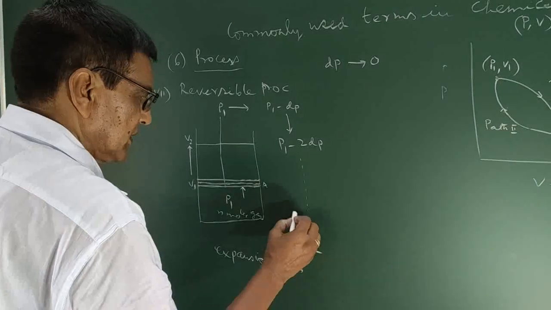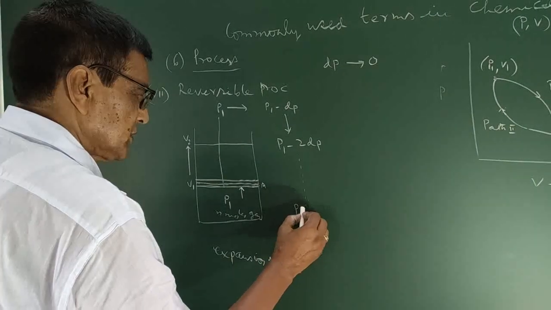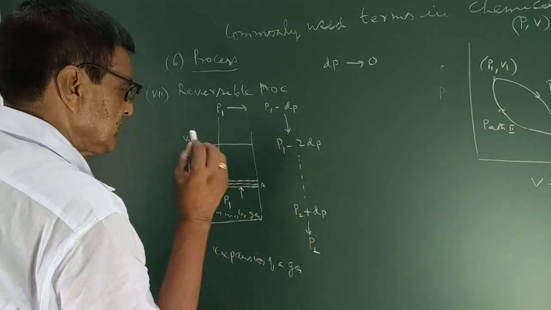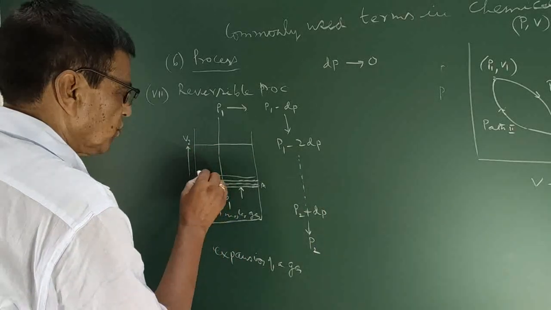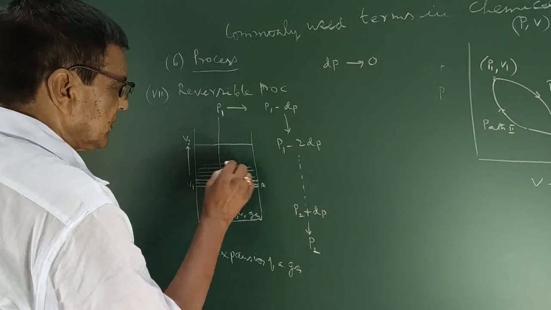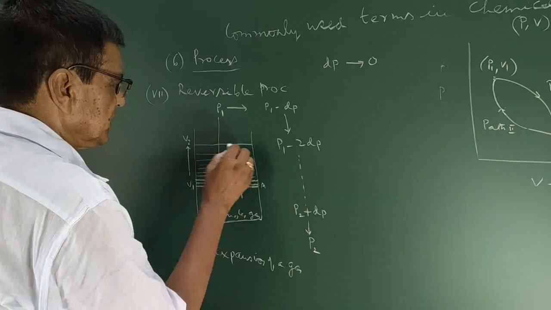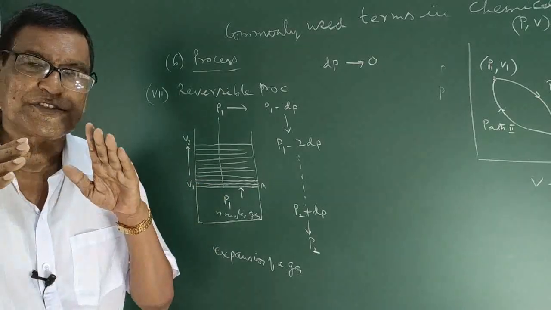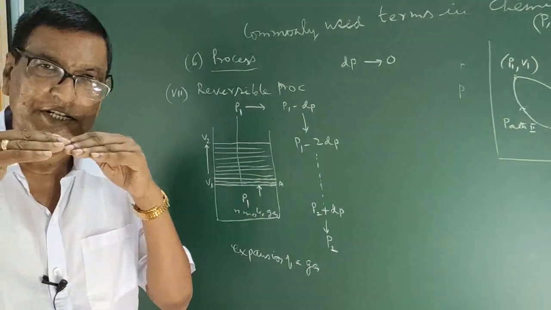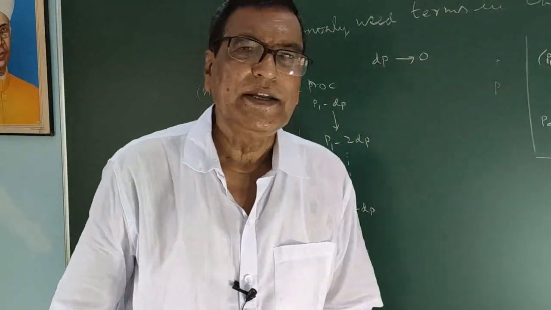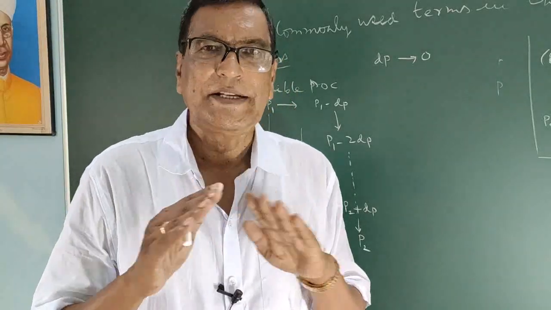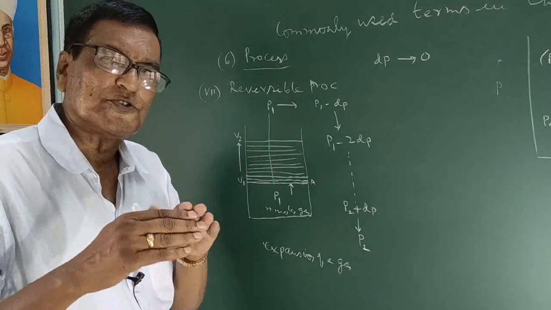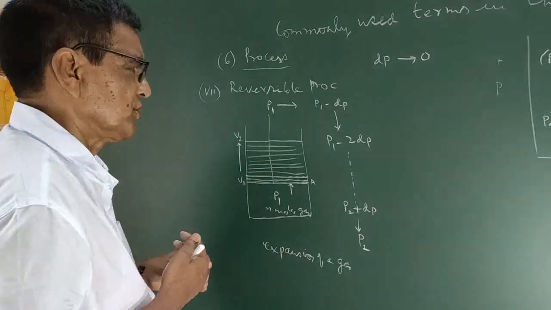And this again, this P2 plus dP, and by this multi-step, this volume change occurs, and ultimately the volume changes from P1 to P2 by an infinite number of steps, and at each step this system attains equilibrium. And so this is why the reversible process is also called the equilibrium process.